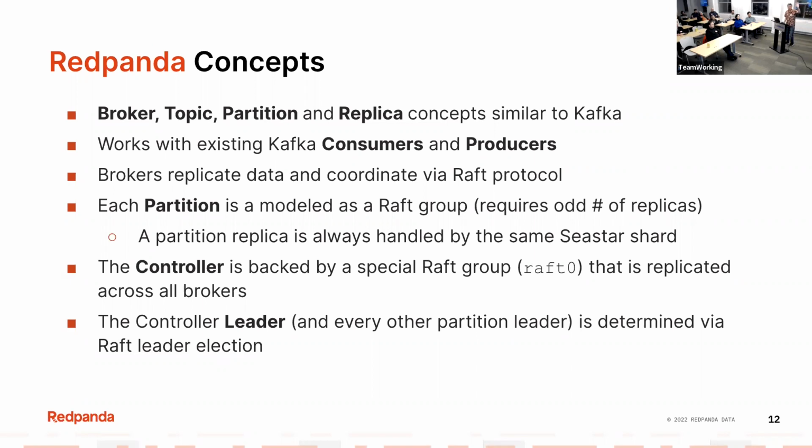The controller itself is backed by a special Raft group. We call it Raft 0. It's basically our control plane. So all the cluster coordination stuff, all the cluster metadata that needs to get propagated to all the brokers lives in that group. And the controller leader and every other partition leader are determined through a Raft leader election. Raft has its own way of electing leaders and all of that, and we basically implemented that.